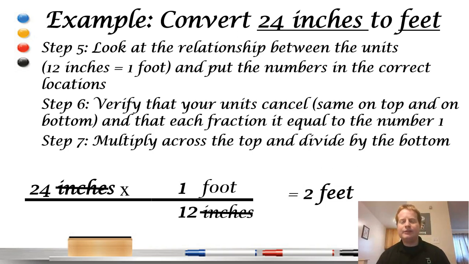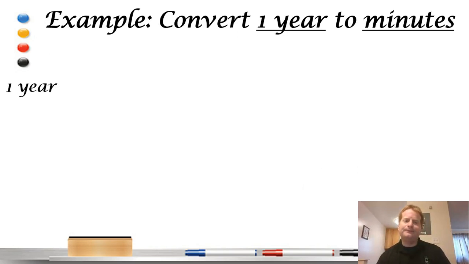Okay, so let's try a more complicated example now. Let's say we're going from 1 year to minutes. You don't happen to know how many minutes are in a year, right? So I can't just slap that in as my first fraction. But what's something we do know? We can kind of work our way across. Well, we know that there's 365 days in a year, right? So then I'm going to put my 1 year on bottom because I need those to cancel.